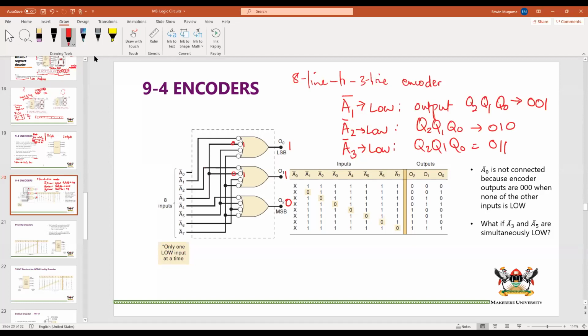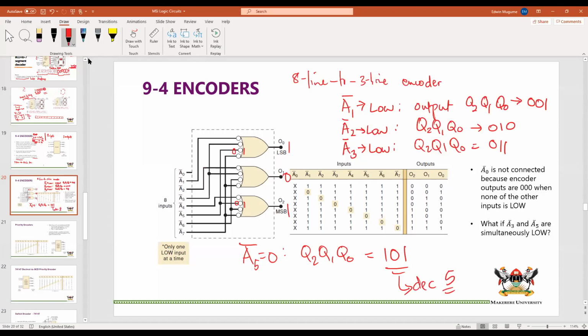Let's do one more. Let's do A5. If A5 is low, you can see A5 feeds this one, so we have a 0 here, and A5 also feeds that one, which is a 0. So that behind here becomes a 1 and a 1. A5 does not feed this. So then we would have 1, 0, 1, which means that now our output Q2, Q1, Q0 becomes 1, 0, 1. And we know that this is equivalent to decimal 5.